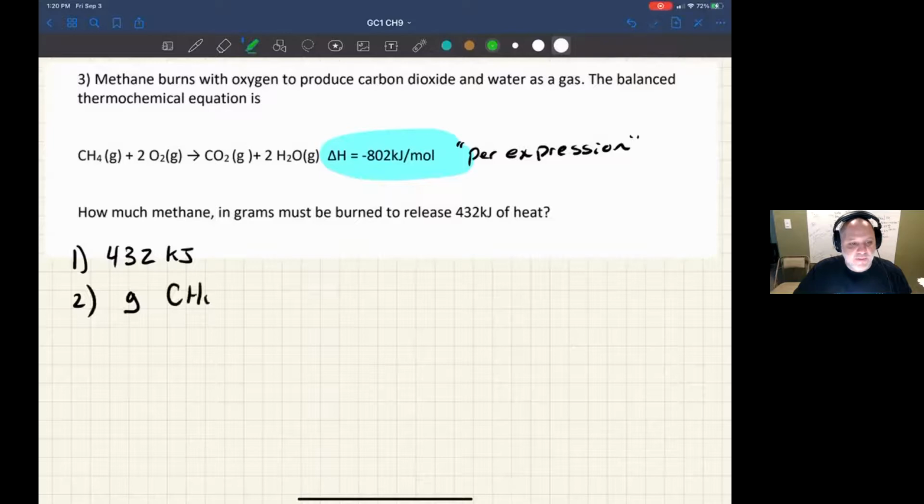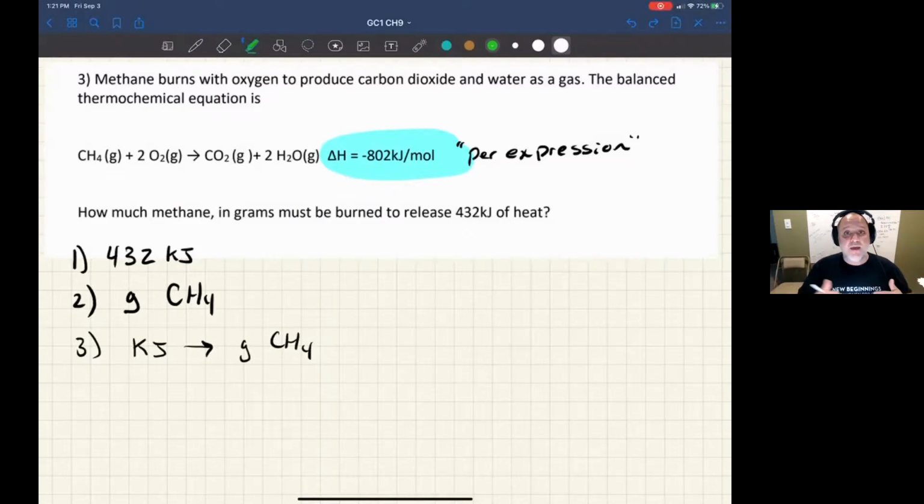Okay, what am I asked for? I'm asked for grams of CH4. So that means the plan is to go from kilojoules to grams of CH4. Now, remember that the enthalpy of the reaction, the thermochemical information, is a per mole per expression that tells you how much energy is released or absorbed in a chemical reaction based on the stoichiometry of that reaction. So in this case, it's 802 kilojoules released per 1 mole of CH4, per 2 mole of O2, per 1 mole of CO2, and per 2 moles of water.